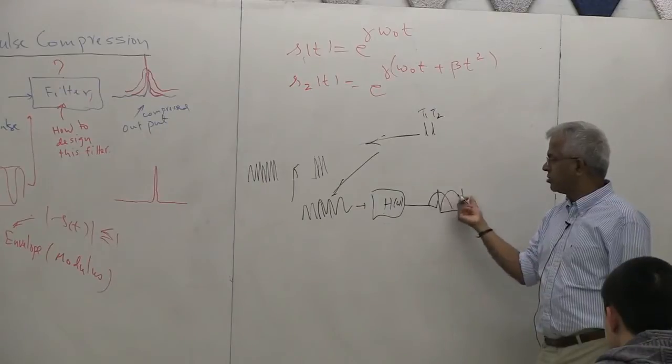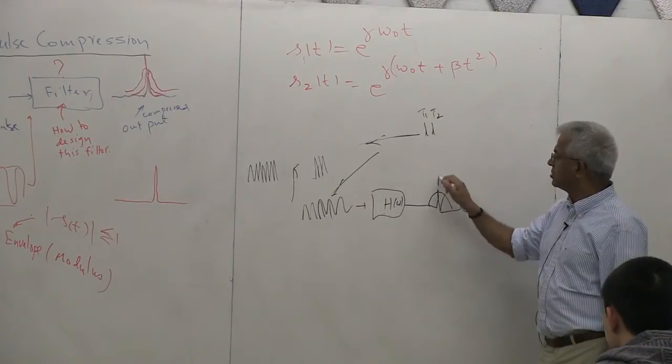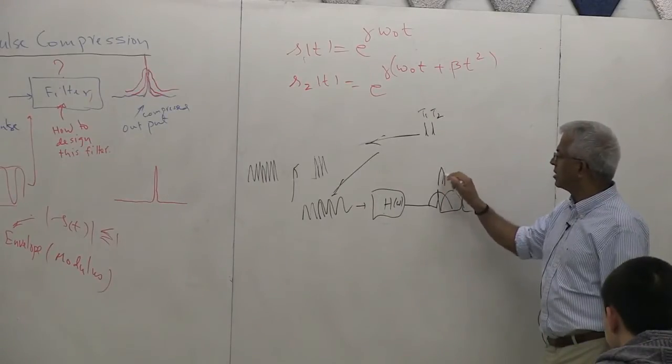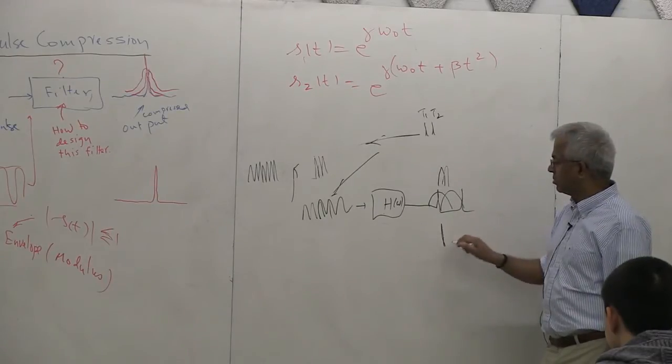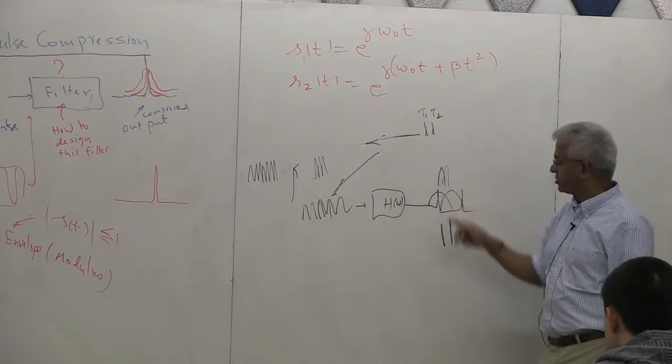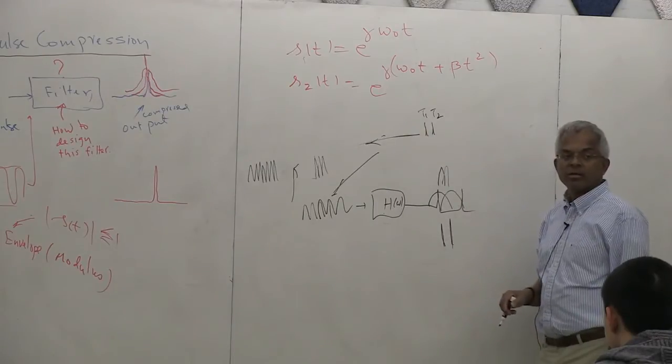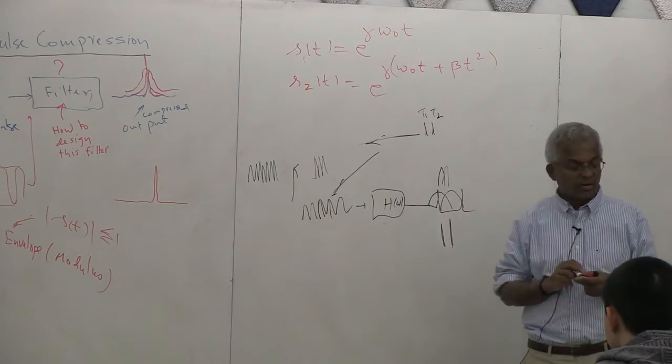If the compression is not good, then if two targets are nearby, the output is going to look like this. If the compression is good, then even closely spaced targets you can recognize. That's the idea of pulse compression.